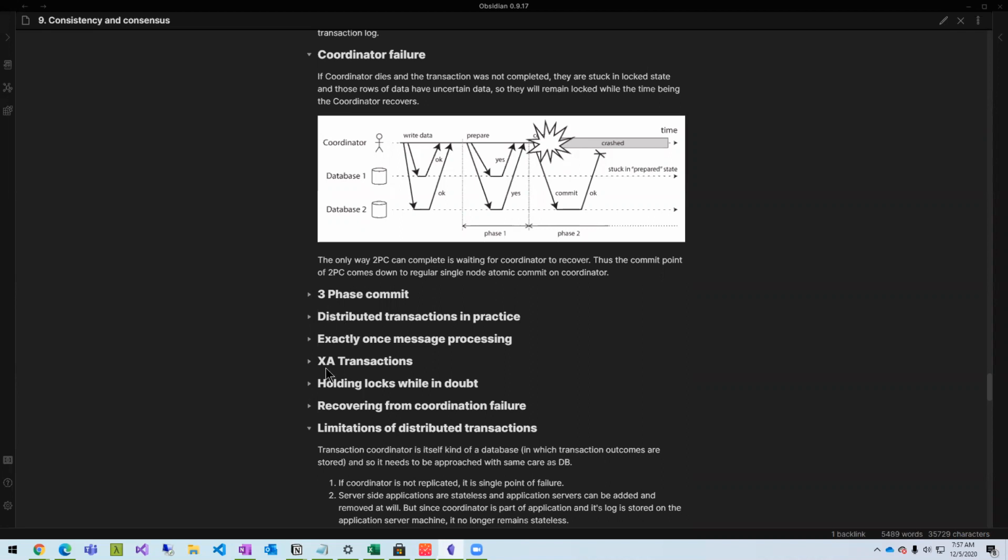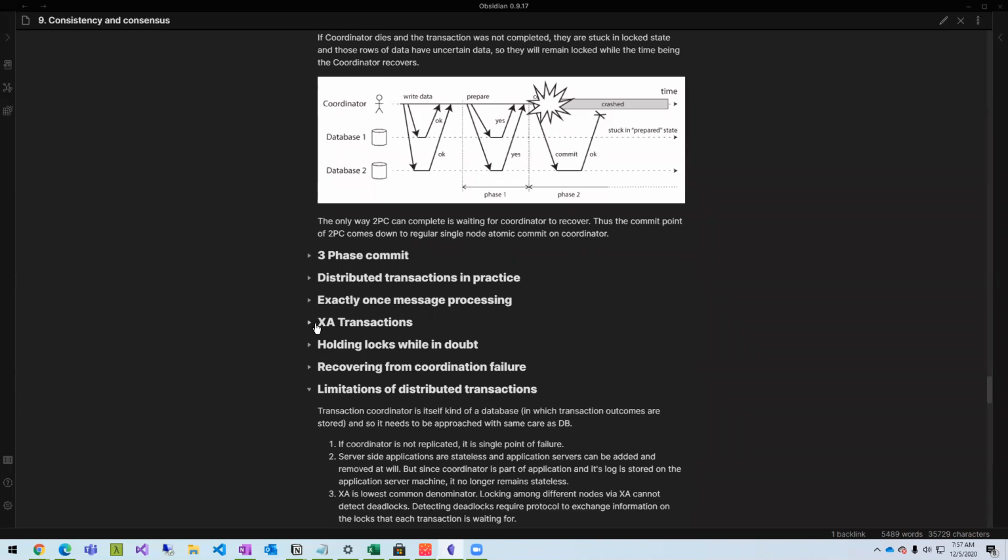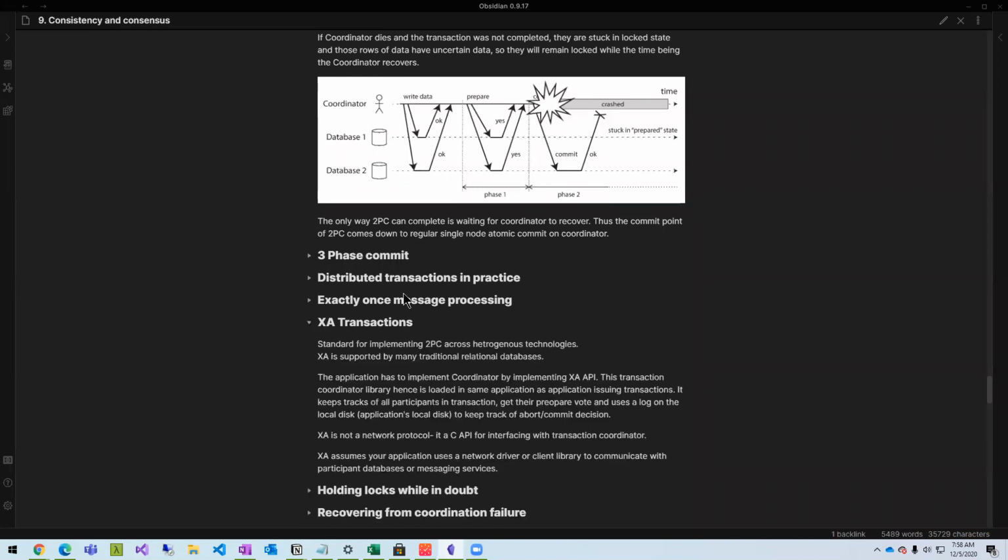Okay, so let's actually, that's a good point. I think XA transactions are directly related to this. So first, let's discuss this, then we can discuss all of these.